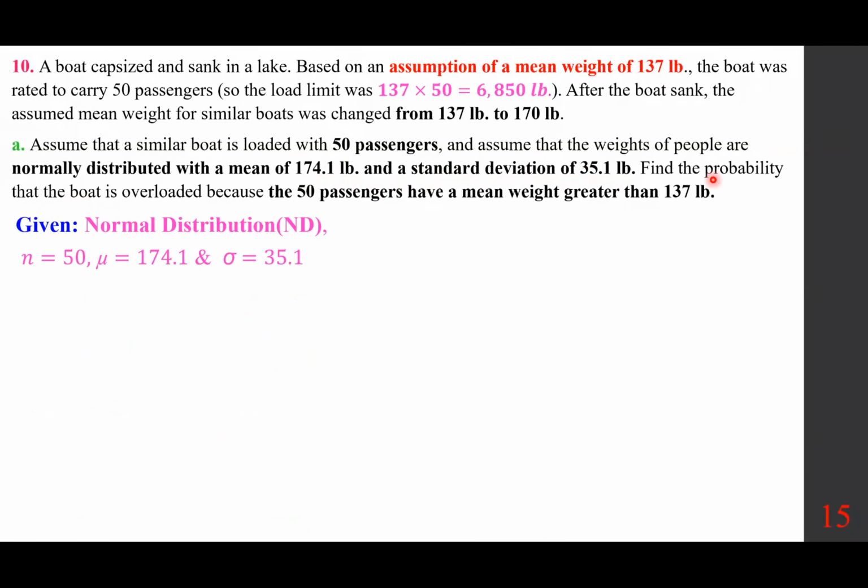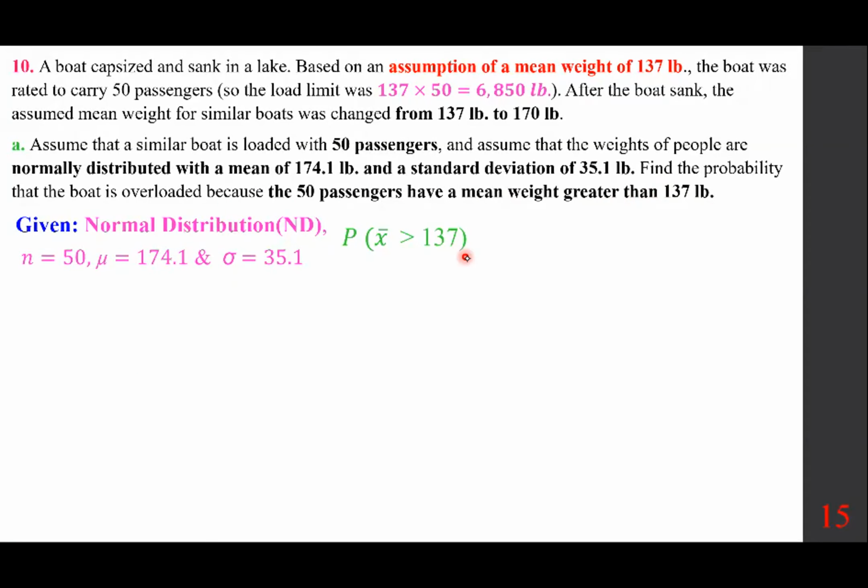We want to find the probability that the boat is overloaded because the 50 passengers have a mean weight greater than 137 pounds. So probability of X bar larger than 137. I hope everybody is clear as to why this is the case. This is the given and this is the question.